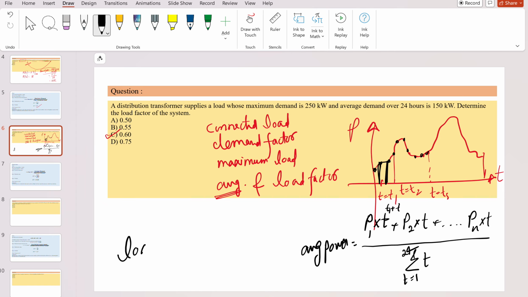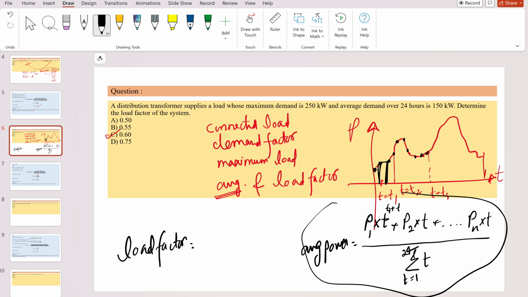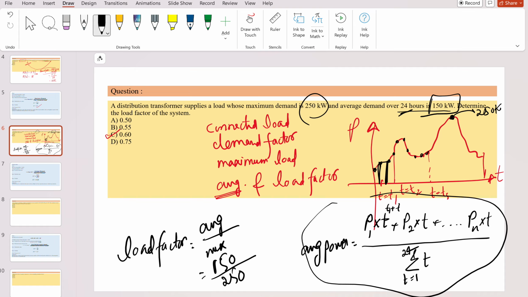So what is the load factor? Load factor is basically when you have all these average powers, then you divide it by the maximum, so it is called the load factor. The average here is already given, that is 150 kilowatt over 24 hours. So the 24-hour duration, this is the average being consumed, 150. And what is the maximum? Maximum is 250. Suppose this is the maximum peak, so this is 250 kilowatt at a particular time frame where it hit. So the load factor is 150 by 250, which is 0.6. So the correct option is option C.